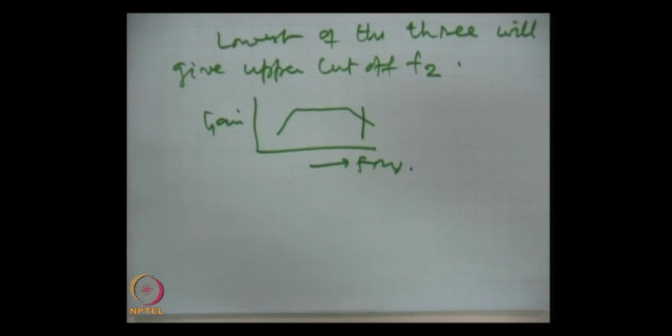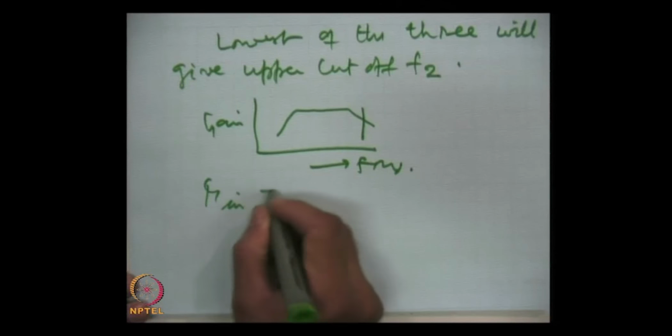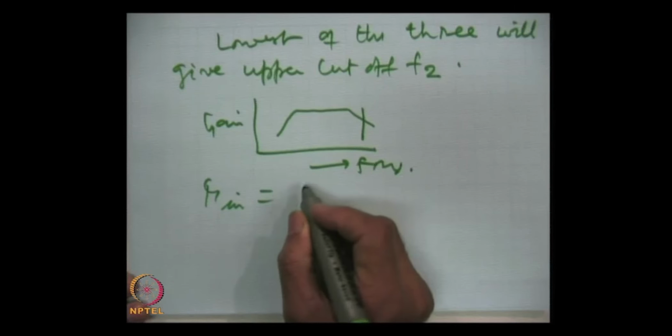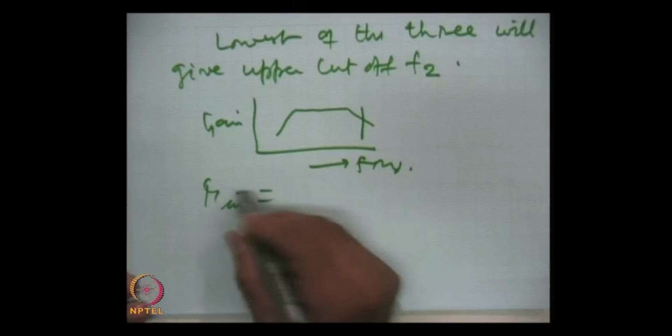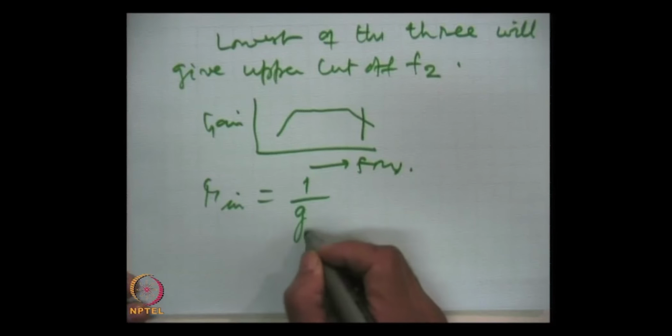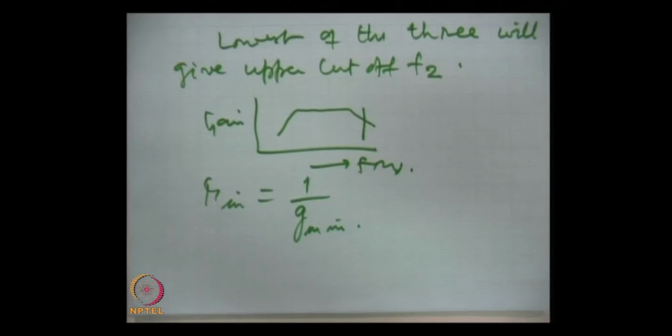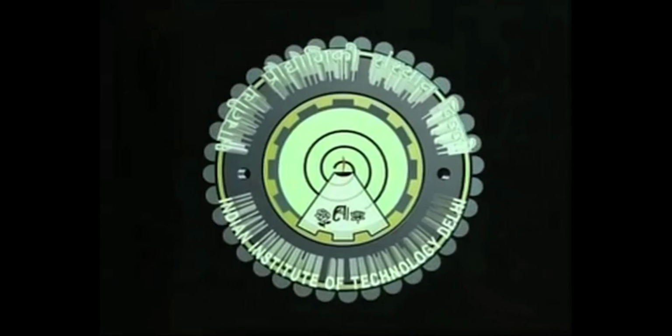This analysis is applicable for a bipolar transistor or for a field effect transistor. In a field effect transistor, this R_in is normally given as g_m, the transconductance. So, R_in will be equal to g_m, because conductance is the inverse of resistance. We will continue.